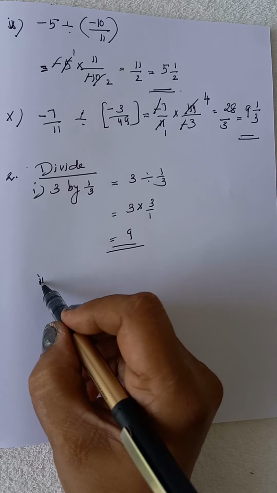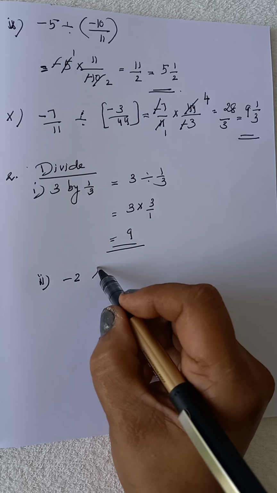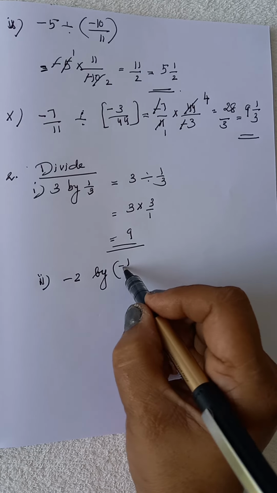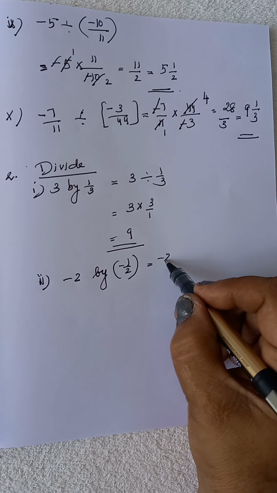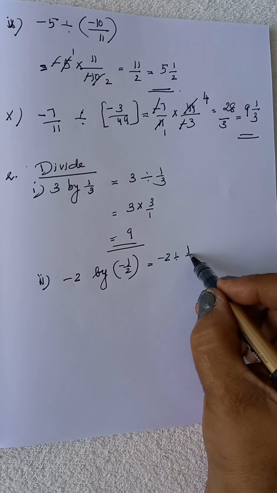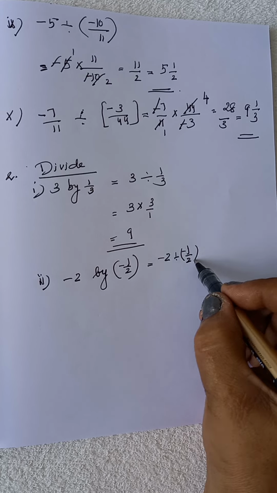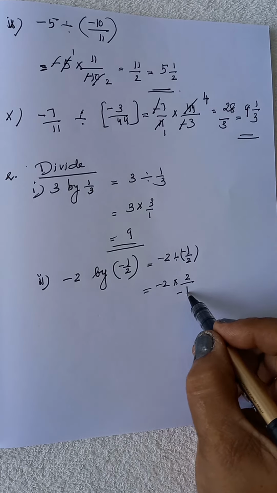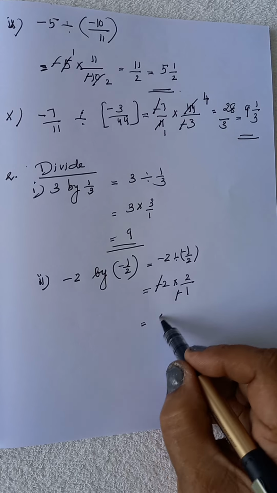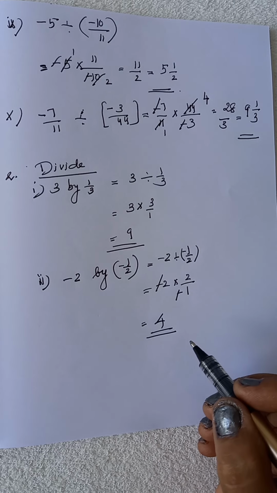Now the second sub question is minus 2 by minus 1 by 2. So divide minus 2 by minus 1 by 2. So minus 2 divided by minus 1 by 2 is equal to minus 2 into 2 by minus 1. Minus and minus cancel. So the answer is 4.